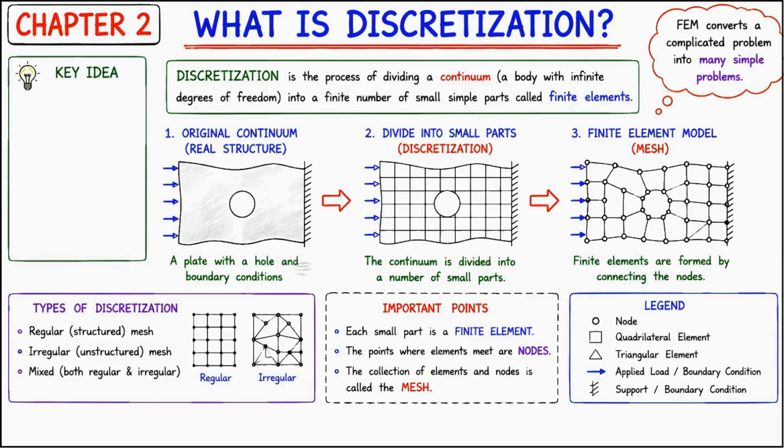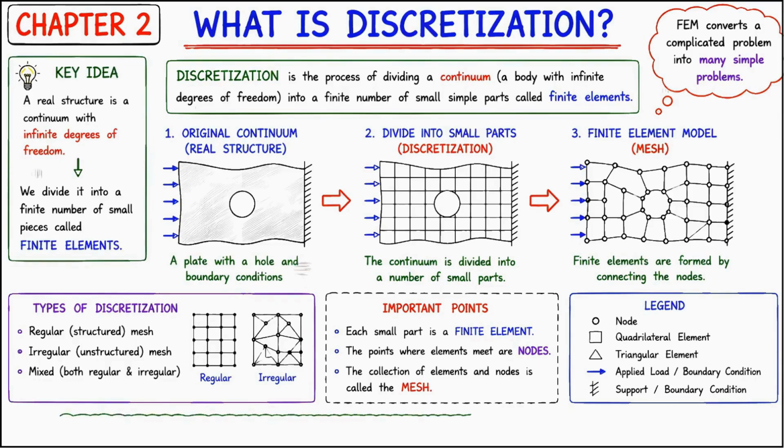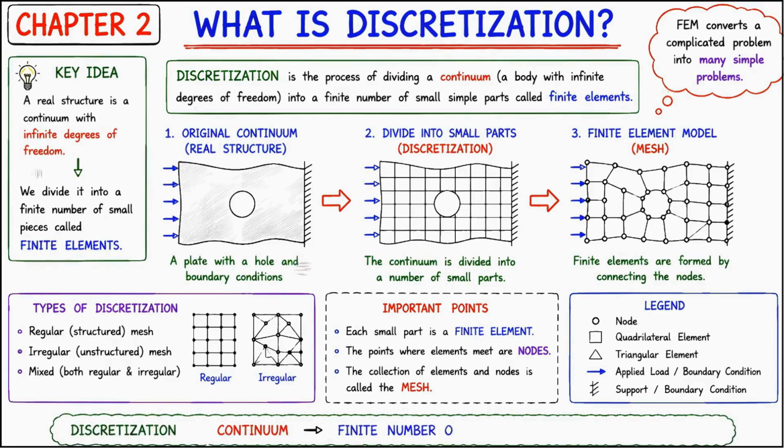Now, notice the different mesh types shown below. A regular or structured mesh has elements arranged in a uniform pattern and is suitable for simple geometries. An irregular or unstructured mesh contains elements of different shapes and sizes and is useful for complicated structures. A mixed mesh combines both regular and irregular regions to achieve a balance between accuracy and computational efficiency.